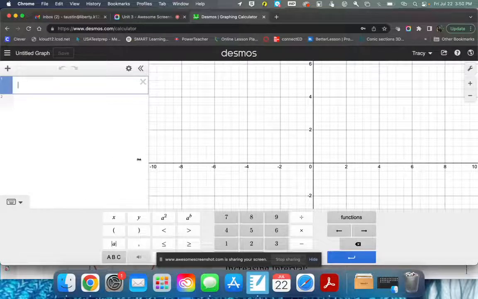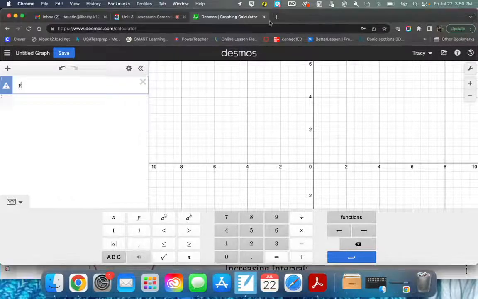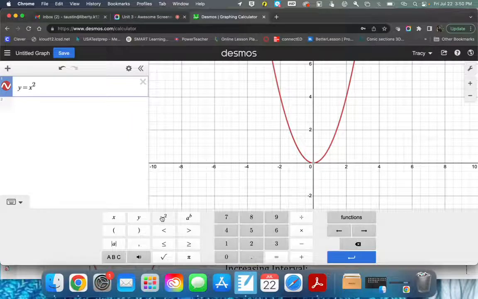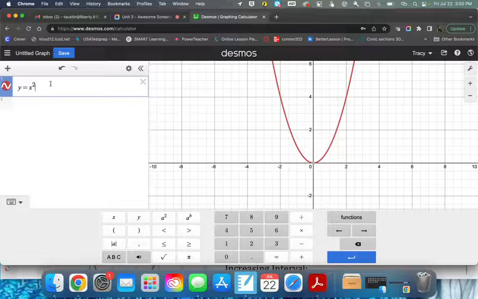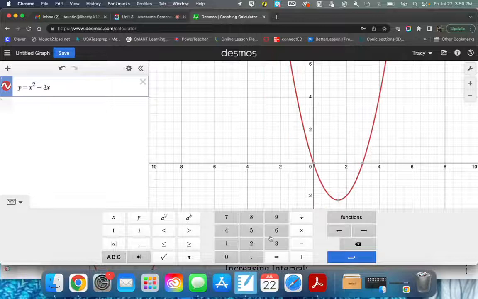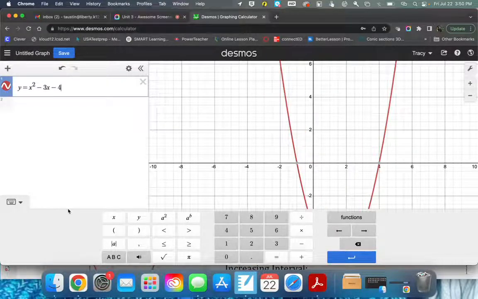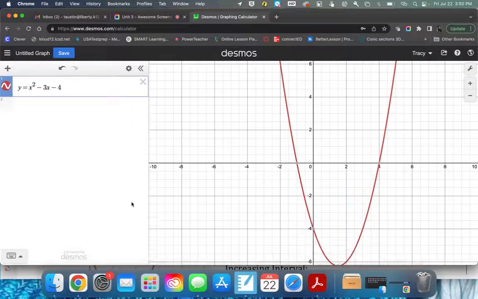It's got a wonderful keypad in here. So y equals, x is over here on the left, x squared, and that was minus 3x minus 4. Minus is over here, minus 3x minus 4. Then you hit the little down arrow over here on the left, and it will hide your keypad. We don't need that right now.